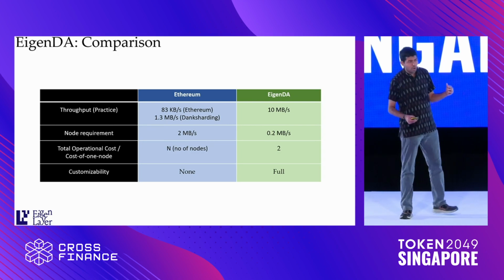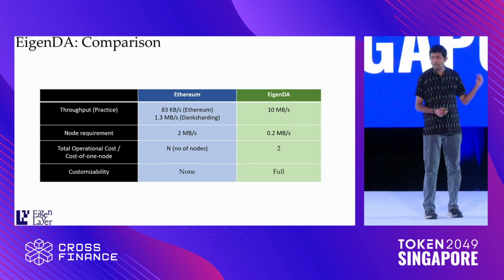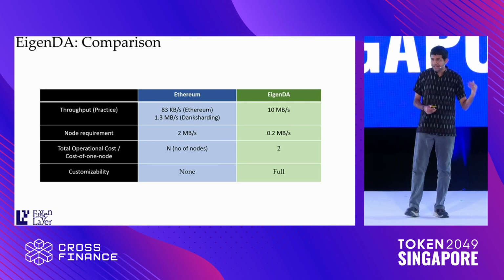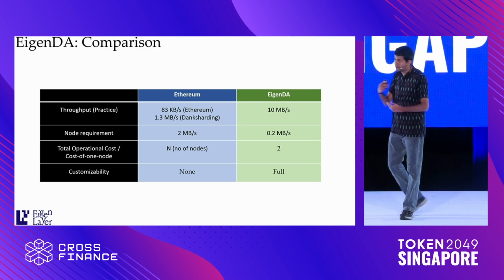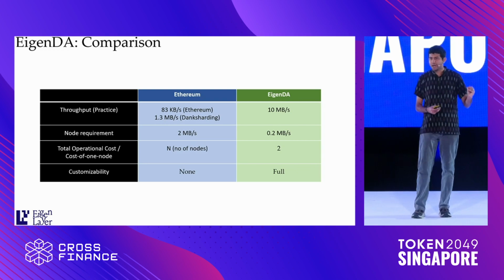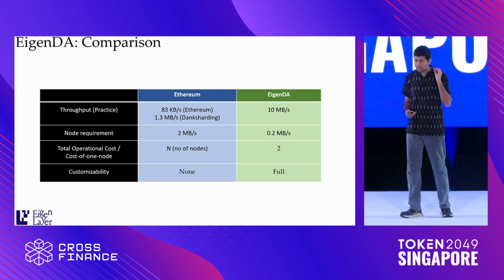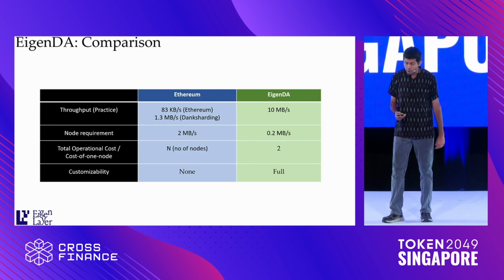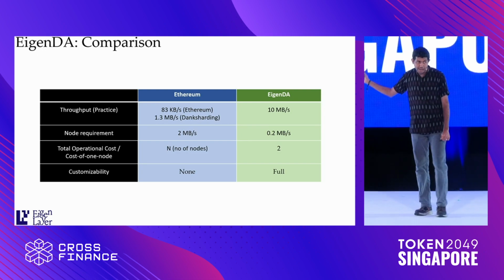EigenDA is built on some of the core ideas from Danksharing, but is actually far higher throughput. It's because it's not designed to do all the things that Ethereum is doing, which is things like consensus. It only does data availability. By doing this, it's actually able to optimize for all these performance. The system's running at 10 megabytes per second.